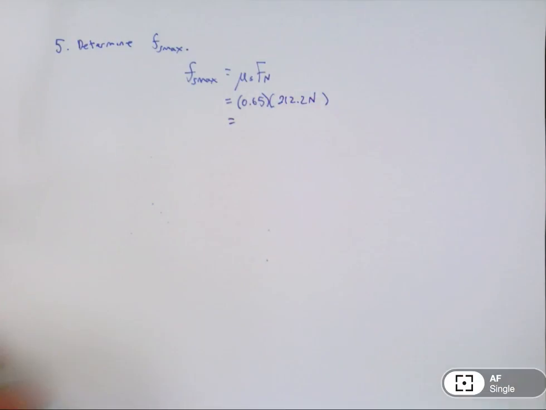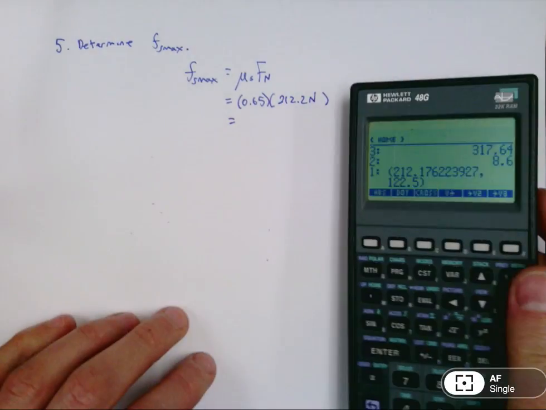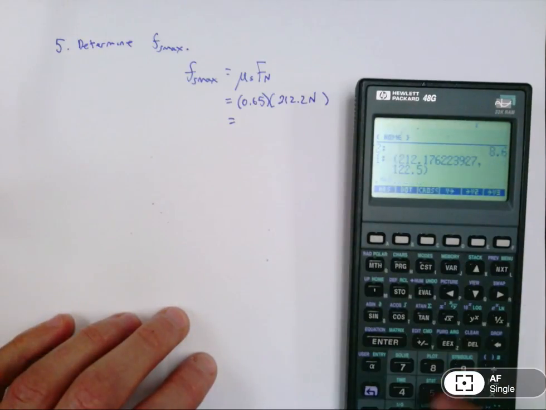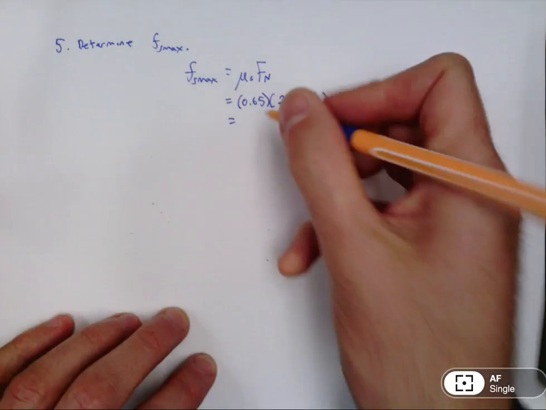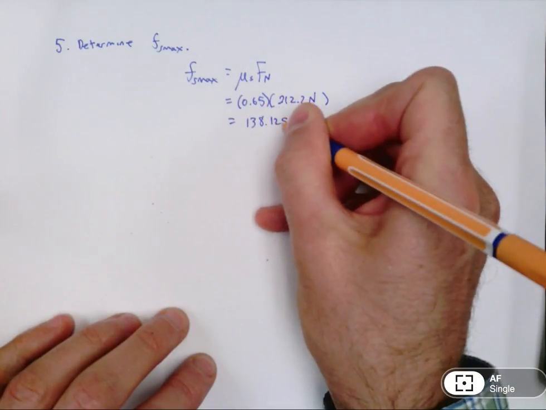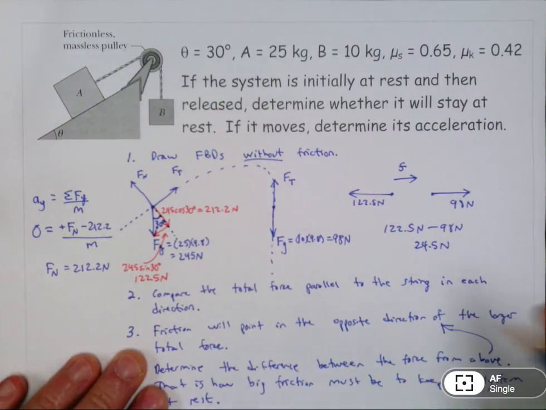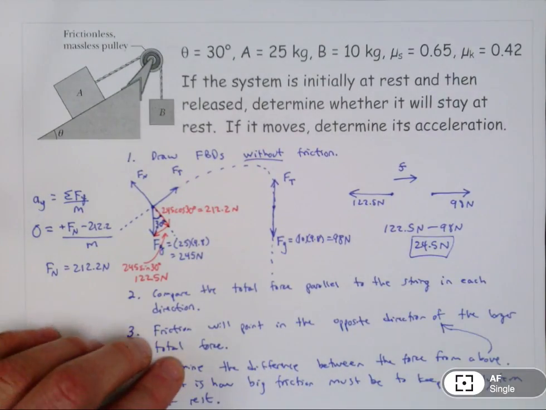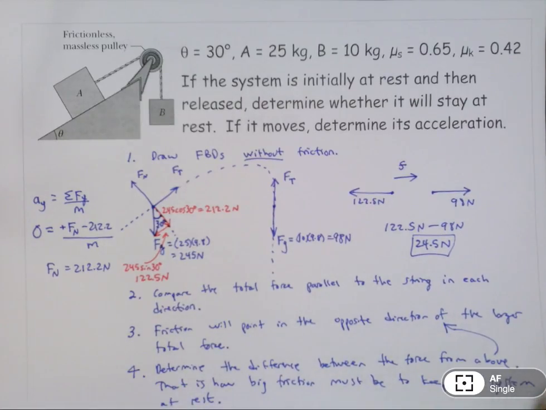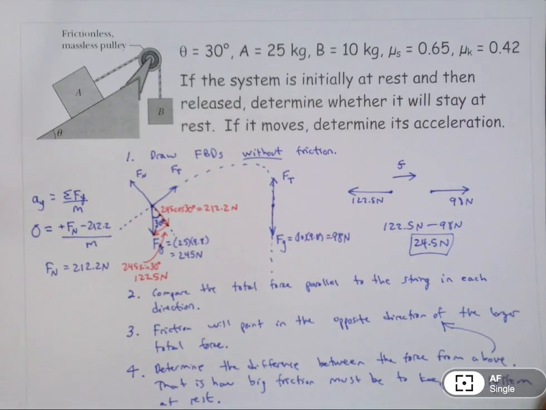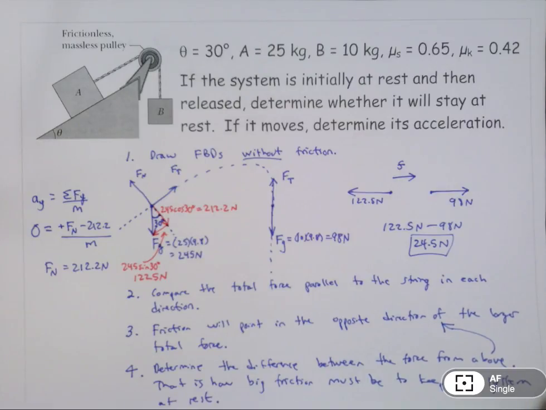And so we're seeing that maximum static friction is 65%, 0.65 of 212.2. That is 138.125. So the maximum force that static friction can handle is 138.125 newtons. We determined earlier that it only needs to be 24.5 newtons. So we can conclude here that this object definitely stays at rest and that static friction is equal to 24.5 newtons.